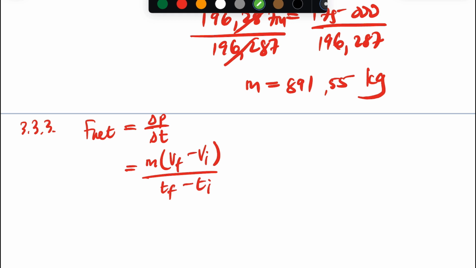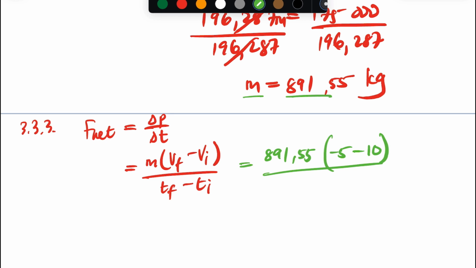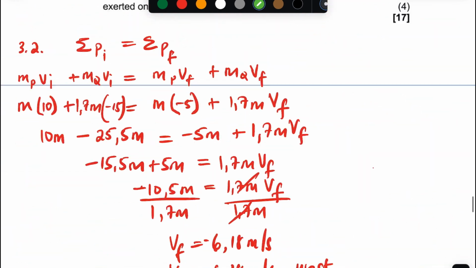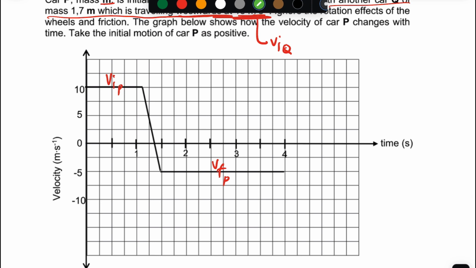The mass of car P, remember, it's 1m, so it's going to be 891.55, and then the V final is -5 taken from the graph, minus 10 from the graph as well, and then the contact time of car P and Q. This is T initial and this is T final. So if you're looking at here, the T initial is a half of the first box.